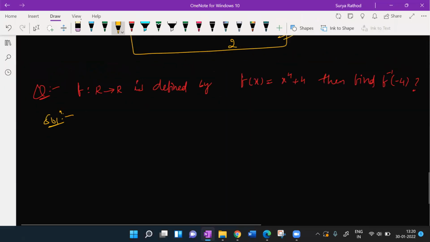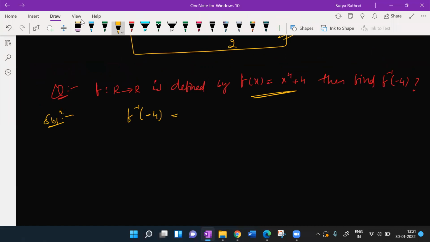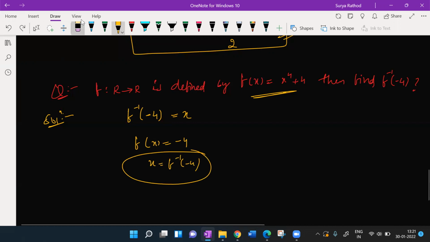How can we solve this? Tell me. Come on. f inverse of minus 4 is equal to x. Why? Because we have it in terms of x. So f inverse of minus 4, we can take as x. If I take x, what is f of x? f of x is equal to minus 4. Why? Because x is equal to f inverse of minus 4. Like that you can write f of x is equal to minus 4.